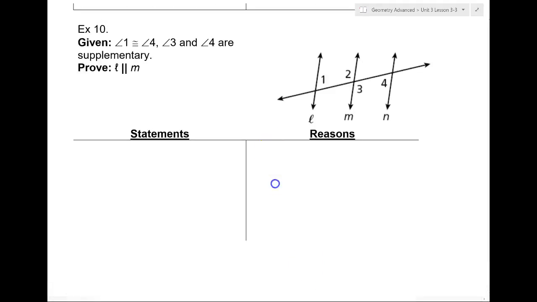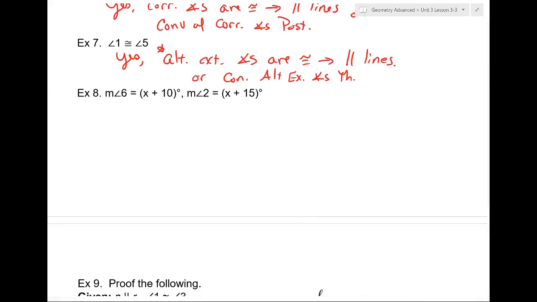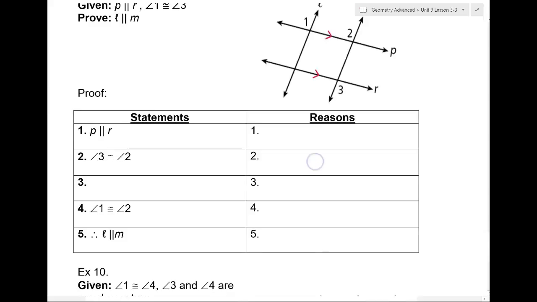I'm getting really excited with my scrolling lately. All right, are those equal to each other? No, so they're not parallel. In order for that to happen, I'd have to have more information than that. Even though I have alternate interior angles, they're not congruent to each other, so they cannot be parallel. Good stuff. All right, let's do proofs because this is everyone's favorite, right?